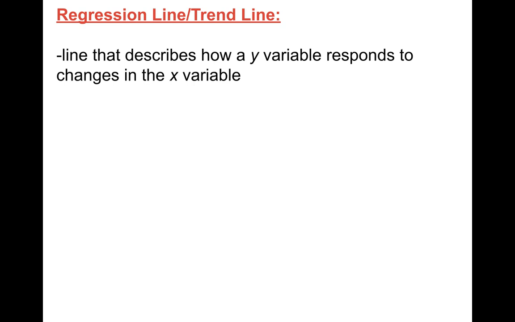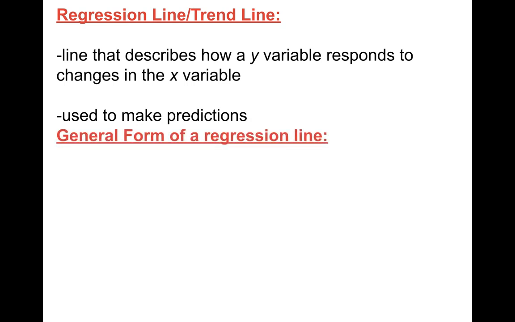And a regression line or a trend line is a line that describes how a y variable responds to changes in the x variable. Essentially, we use the data that we have in the scatter plot to create an equation, and then we use that equation to make predictions of what we think might happen based on the data that we have. Our general form of a regression line, and I should say this is a linear regression line, might look a little familiar to you.